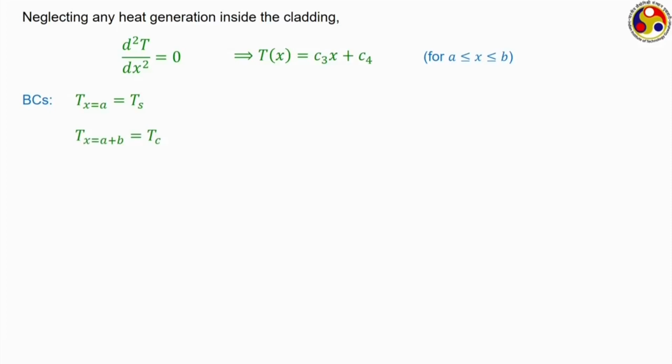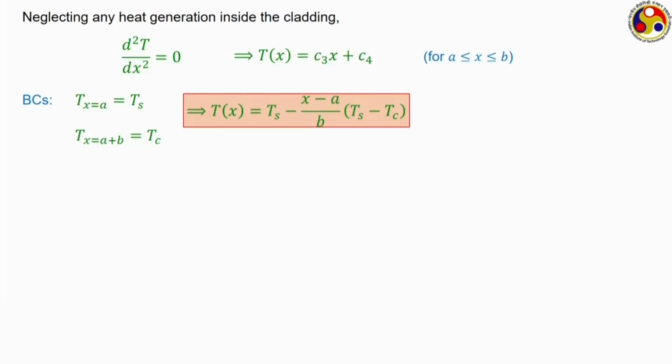Now, we move to the cladding. There is no heat generation inside the cladding, and hence we have a very simple form of homogeneous second order ODE whose solution will be C3x plus C4 for x equal to a to a plus b. Now, our boundary conditions can be at x equal to a, T is equal to Ts, the surface temperature which we have evaluated in the previous slide, and at x equal to a plus b, that is at the outer surface of the cladding, it is equal to Tc. So, if we put both of them, this is the temperature profile that we are going to get.